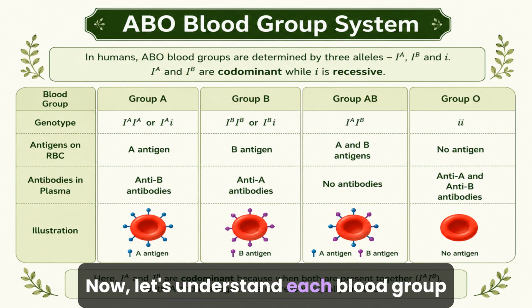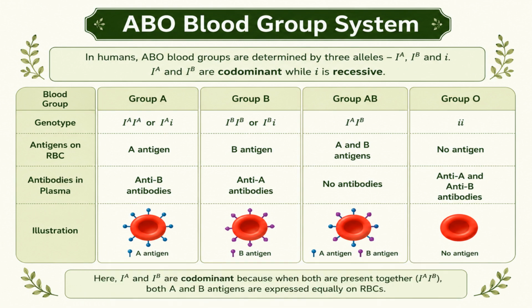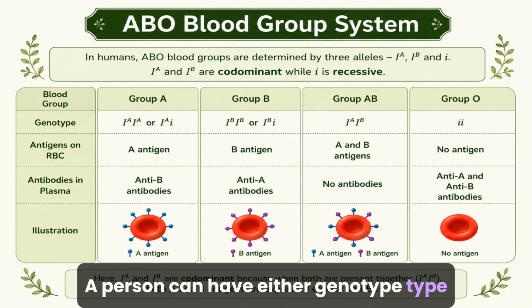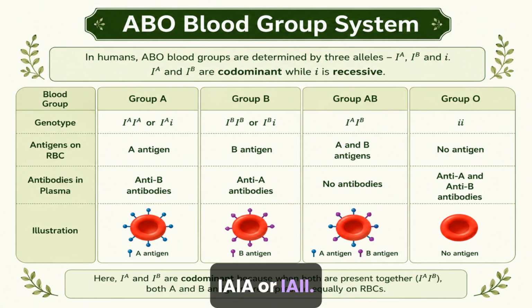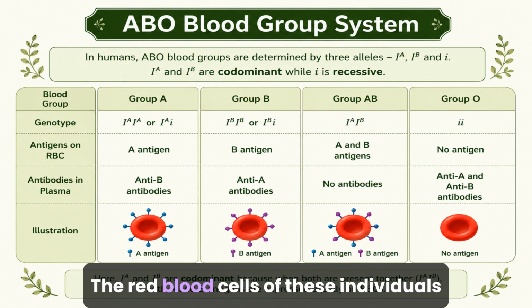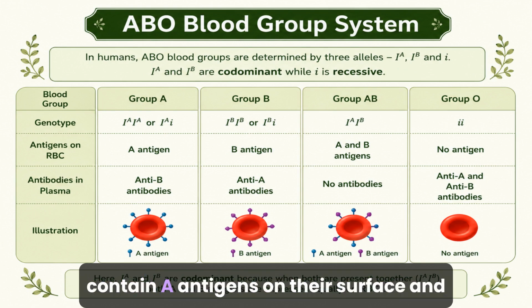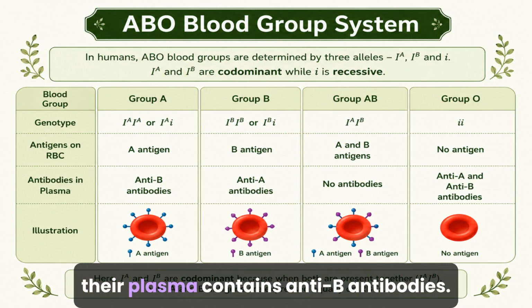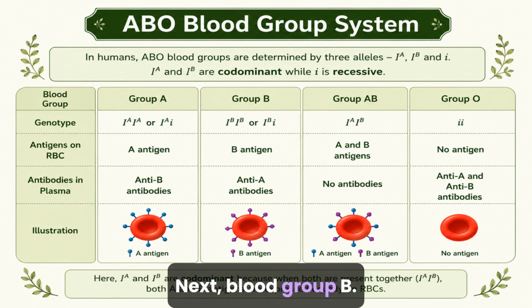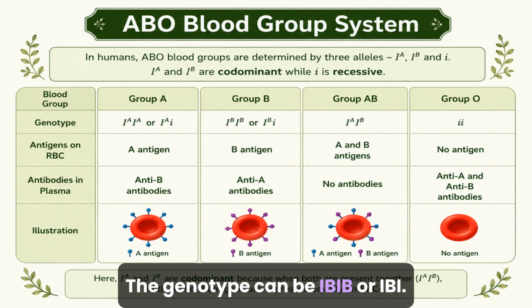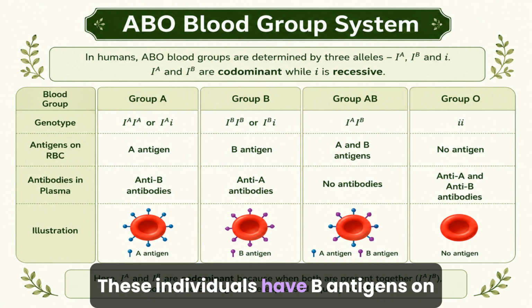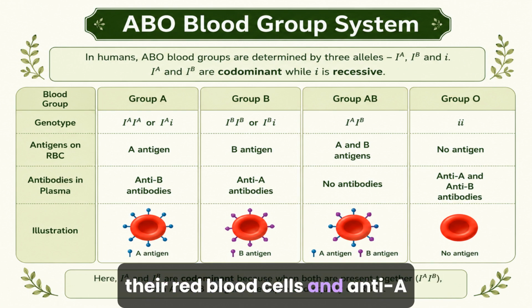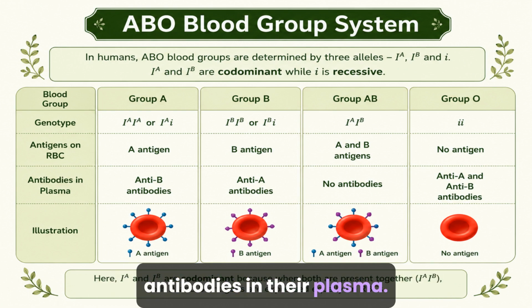Now let's understand each blood group one by one. First, blood group A. A person can have either genotype IAIA or IAi. The red blood cells of these individuals contain A antigens on their surface, and their plasma contains anti-B antibodies. Next, blood group B. The genotype can be IBIB or IBi. These individuals have B antigens on their red blood cells and anti-A antibodies in their plasma.